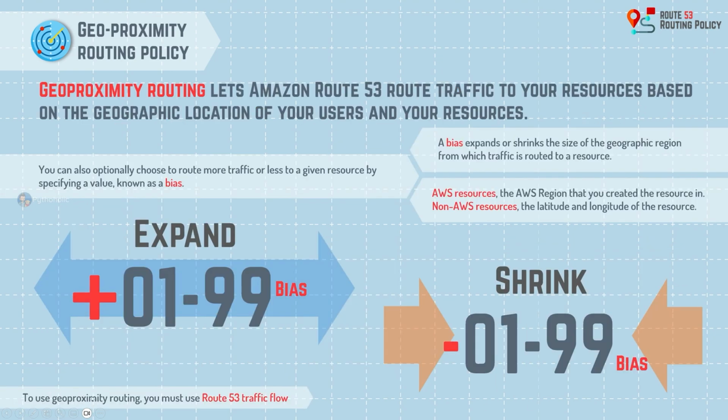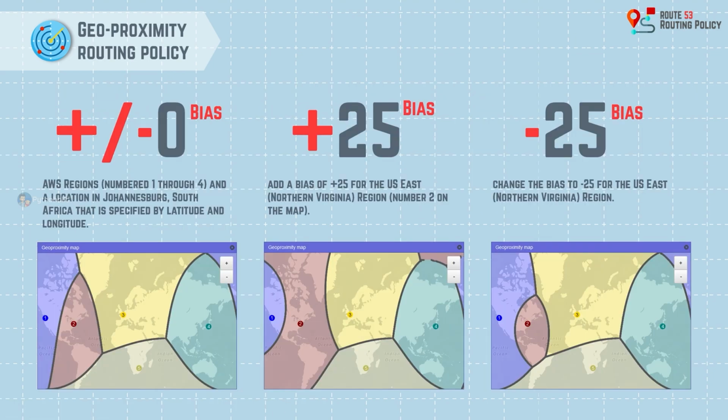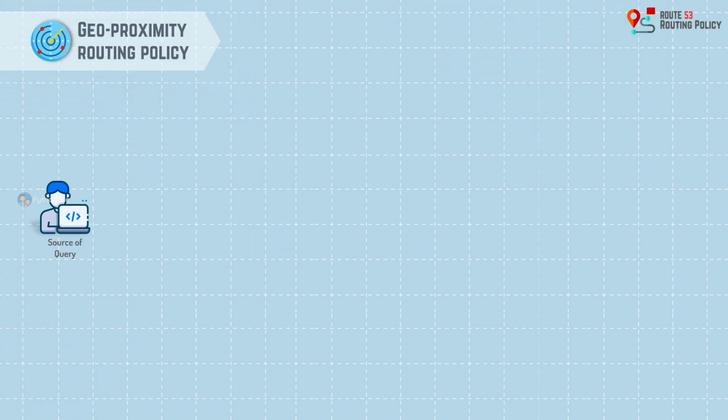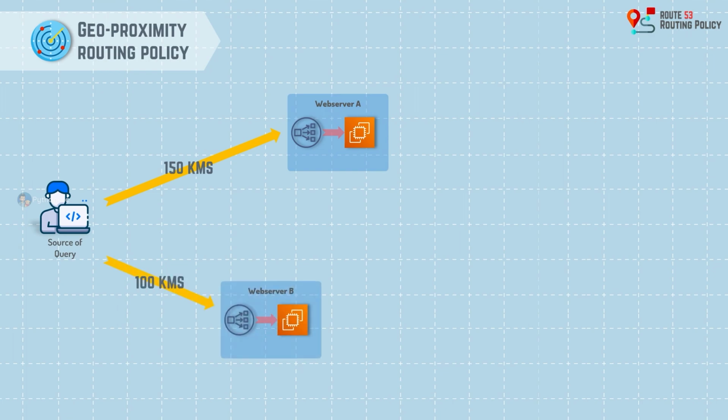And remember, to use geoproximity routing, you must use Route 53 traffic flow. Remember this. For geoproximity routing, you should use Route 53 traffic flow. Now let's do some calculations to understand this better. So here is the source of the query, like the origination of the query. And we have a resource that we can access, and it's 150 kilometers away. And another one that we have here is just 100 kilometers away.